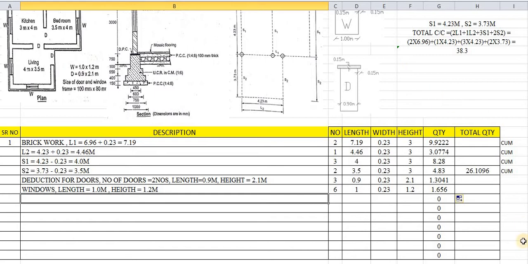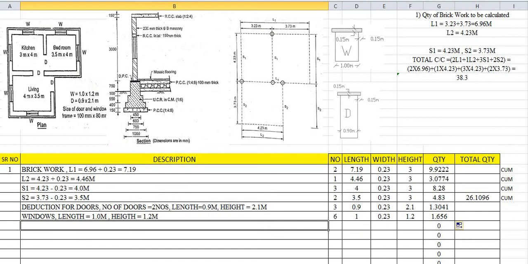Next we will calculate for chhajja and lintels. Again, the door and window openings were provided, and here we have used them. Importantly, space is to be left for RCC lintels, so it is to be deducted from this total quantity. We will deduct this RCC lintel also from the brickwork.